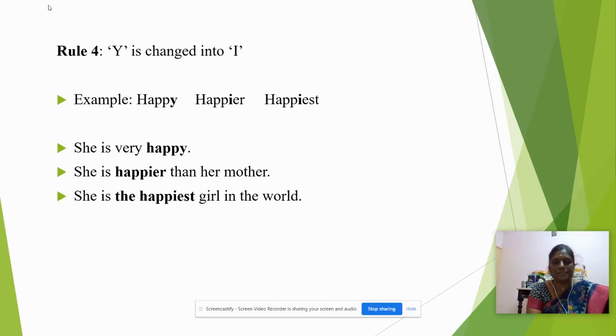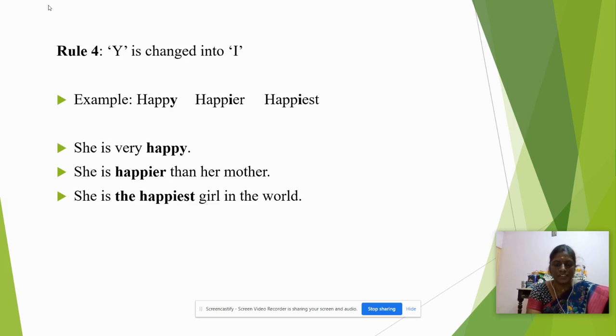See here: happy, happier, happiest. See the last letter, Y. In happy, the Y is changed into I, and then we add ER for comparative and EST for superlative. Y is changed into I. That is rule 4. See the example.